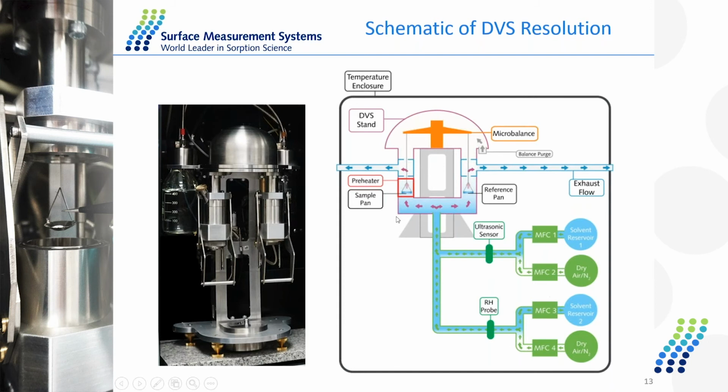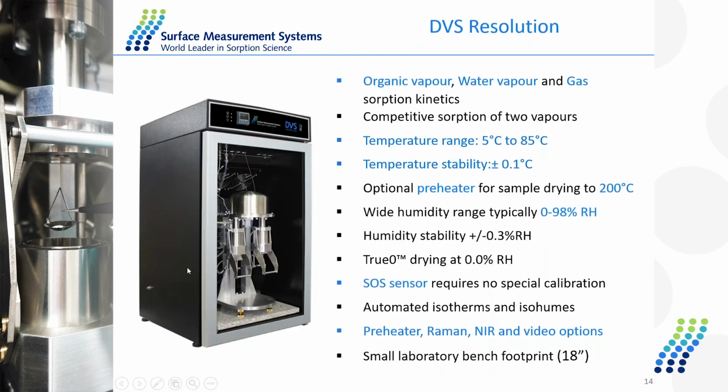The whole stand sits in an incubator with a temperature range from 5 to 85 degrees. Under the sample chamber here, we can also install a preheater that allows us to precondition the sample in situ before the experiment, with temperature up to 200 degrees. Or at the same location, we can also install a camera to take sample images during the experiment, recording any change in color or change to different forms.